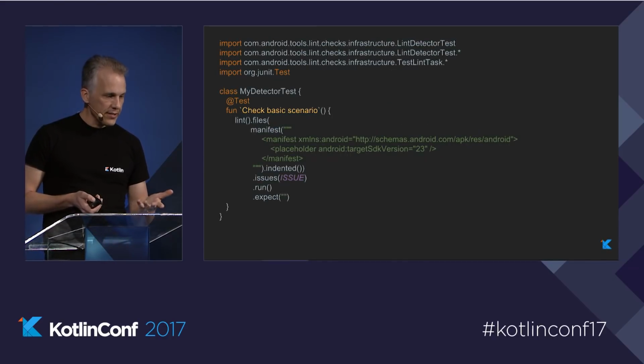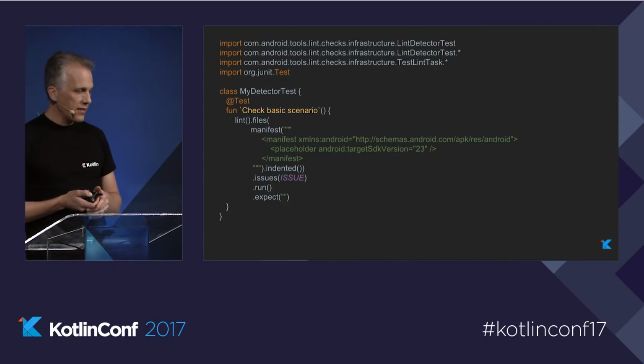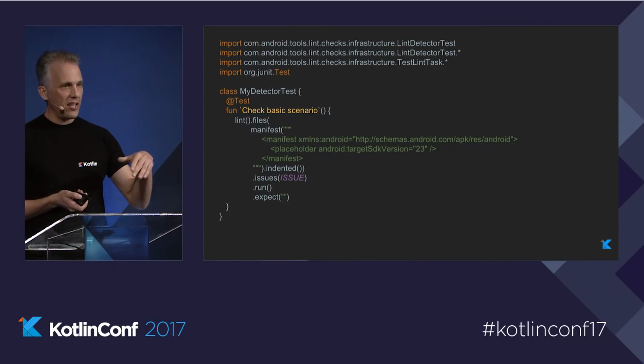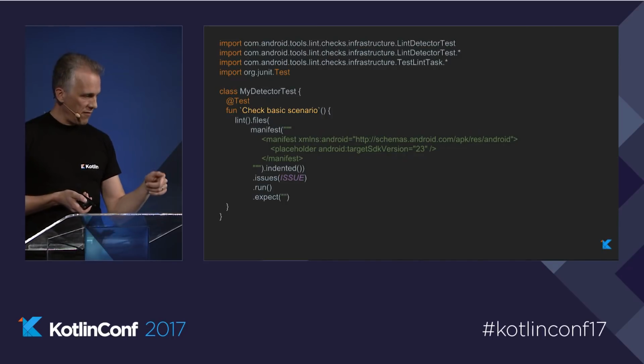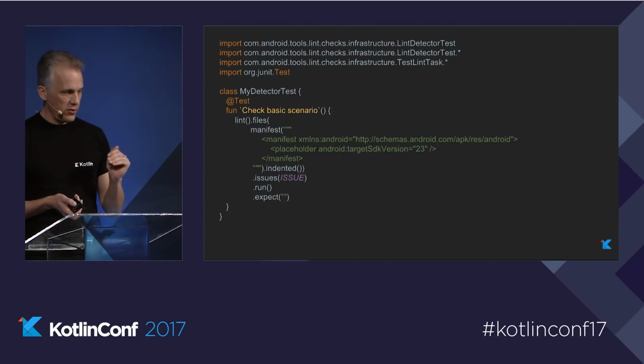So here's our unit test. Lint has a really rich DSL for writing unit tests. So we're basically describing here the test files we want to pass into Lint. So it's a manifest file. And then we're saying which issues we want it to run against it. Then we tell it to run, and then we expect a certain result.